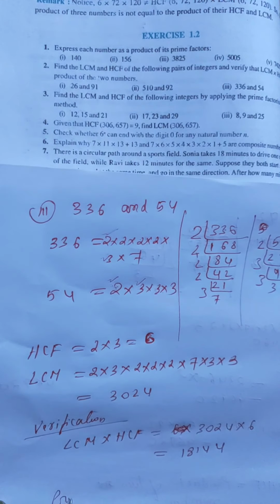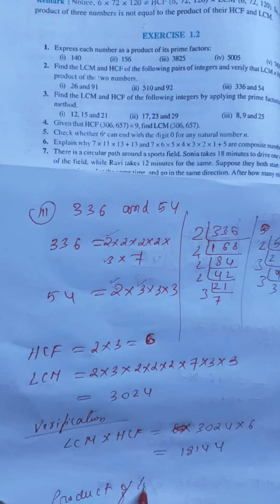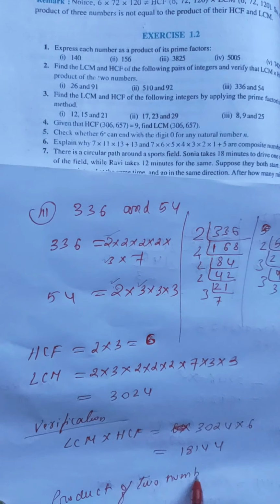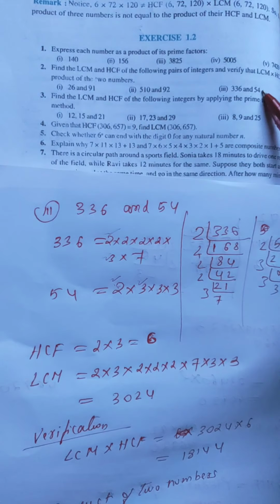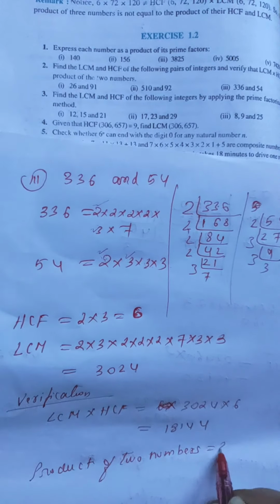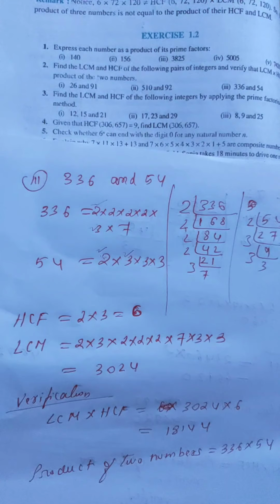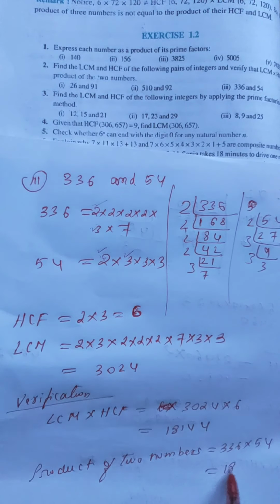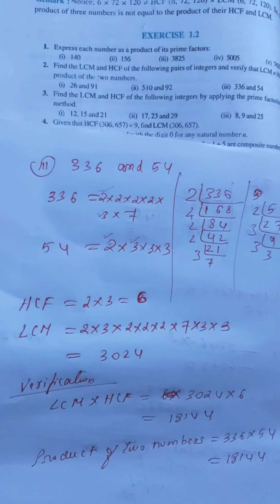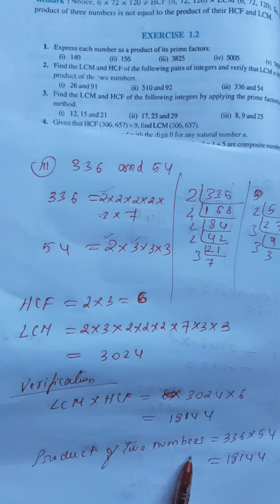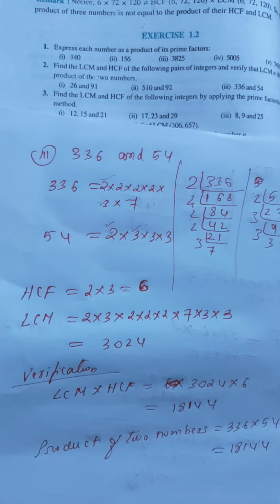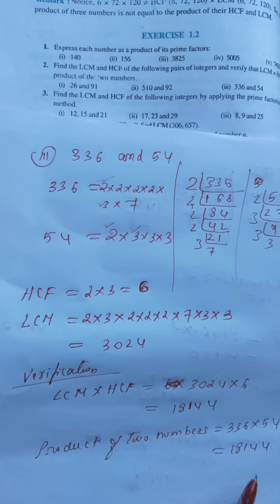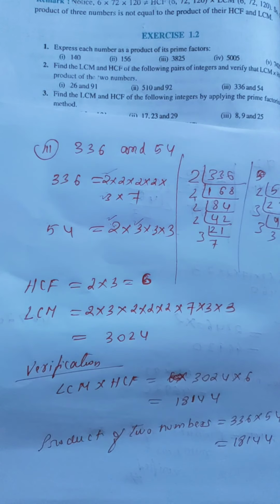Next, the product of two numbers. And what are those numbers? Those numbers are 336 and 54. If we multiply 336 into 54, we'll get 18144. So LCM into HCF is also 18144. Again, the product of two numbers is also 18144, hence verified, because the left hand side is equal to the right hand side, right? Both the answers are the same.